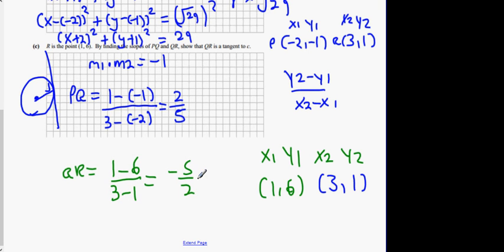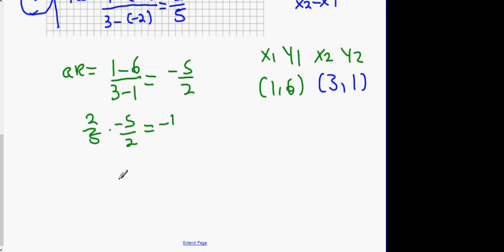You're on 8 out of 10. You have to do what I said at the very beginning. You got to write down 2 over 5 times minus 5 over 2 equals minus 1. And then you got to write down minus 1 equals minus 1. That shows they're perpendicular, okay? Any questions about that last one?